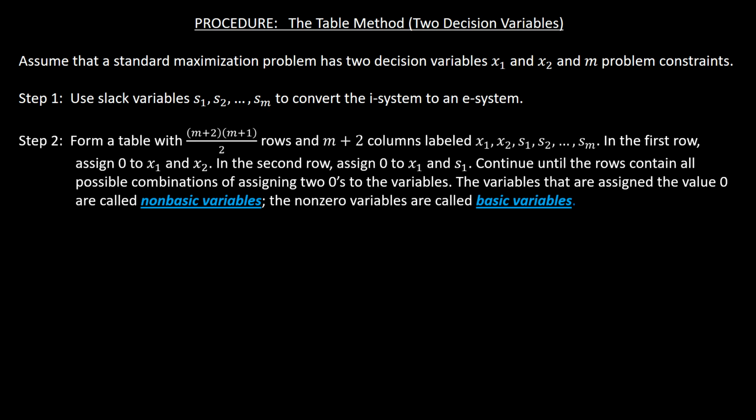Now, in the first row, we're going to assign the value 0 to x1 and x2. In the second row, we'll assign 0 to x1 and s1. And we're going to continue until the rows contain all possible combinations of assigning 2 zeros to the variables.